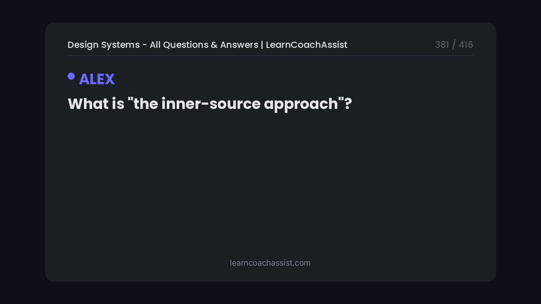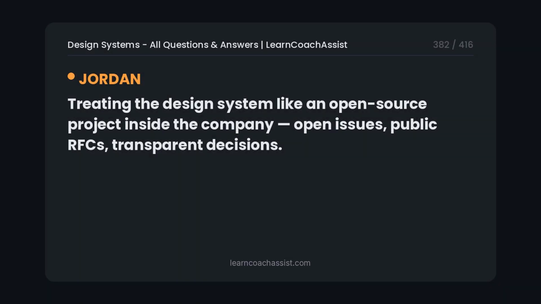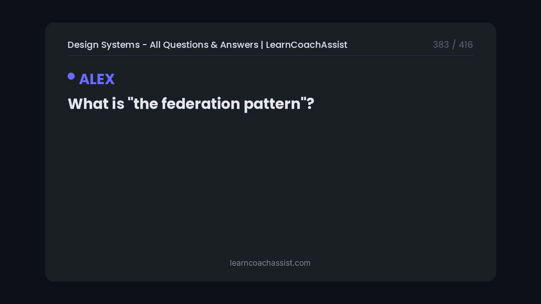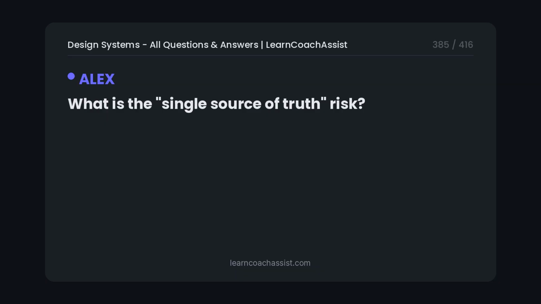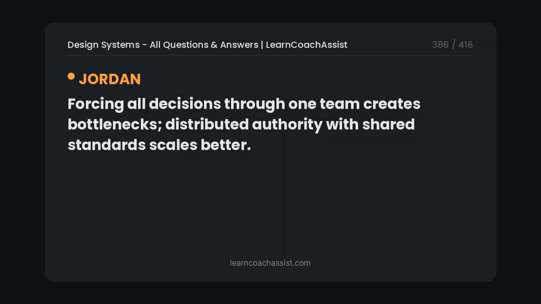What is the inner source approach? Treating the design system like an open source project inside the company, open issues, public RFCs, transparent decisions. What is the federation pattern? Allowing product teams to maintain their own extensions on top of the core system, extensions can later promote upstream. What is the single source of truth risk? Forcing all decisions through one team creates bottlenecks. Distributed authority with shared standards scales better.